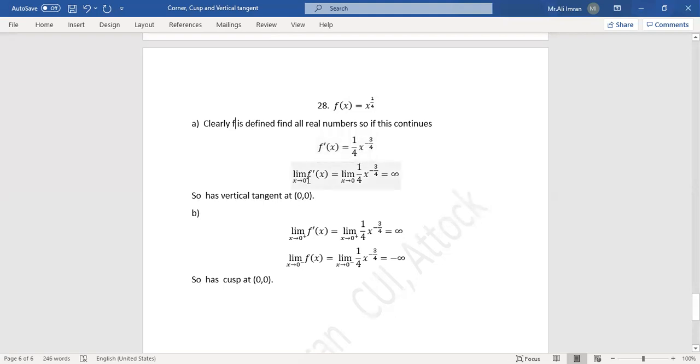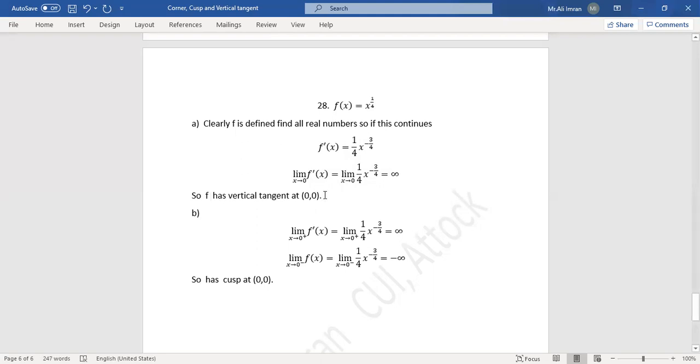If we put the limit x equal to 0, we get the value of this as infinity. So f has a vertical tangent at x equal to 0, that is at (0, 0).